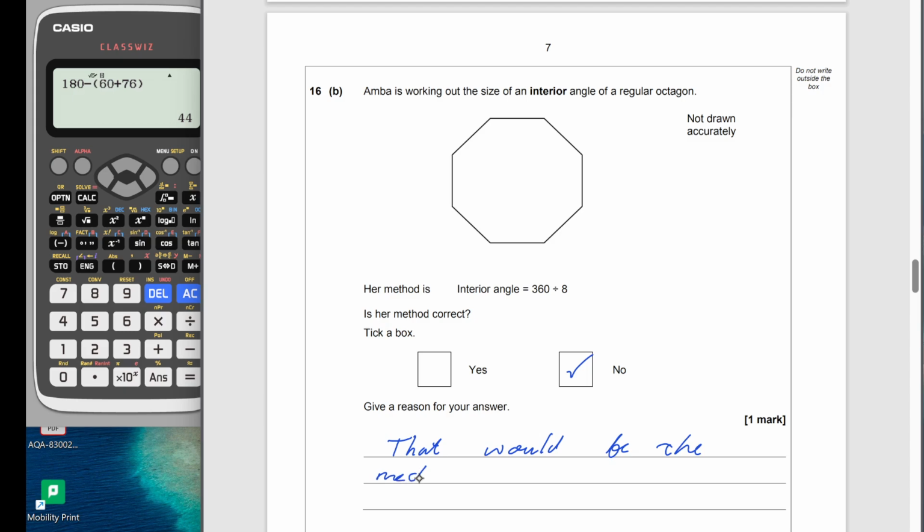The method to work out the exterior angle. Or we could correct, you'd need to do 180 minus that to work out the interior angle, but that's going to be enough to get us the one mark there, I think.